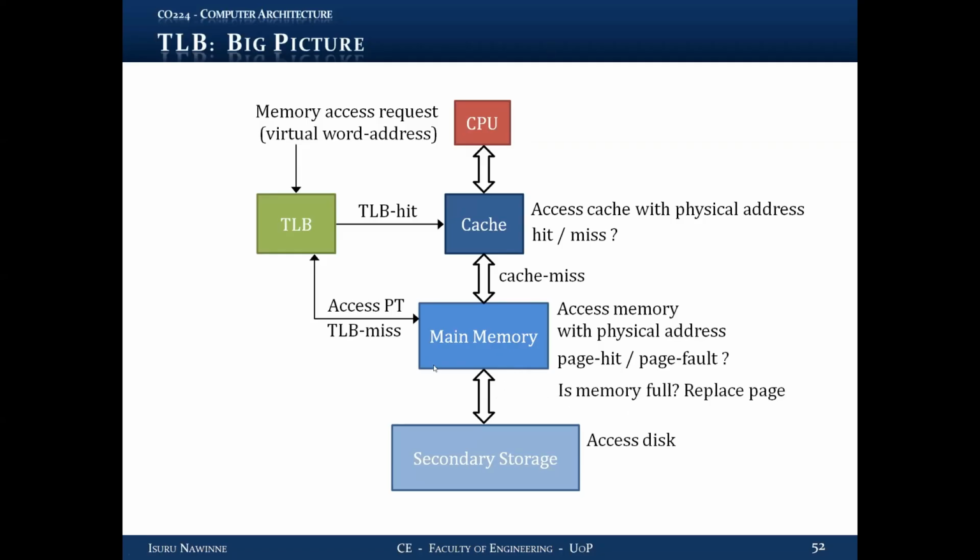Otherwise, if there is no empty frame in the memory, we need to find a page to replace. Based on the replacement policy, find the page to replace. If that is dirty, you need to write it back. Then you can overwrite that page in the memory, update the page table, update the TLB, update the cache, send the data to the CPU, right? So those are the two key different ways of incorporating the TLB into the big picture of memory access. It depends on whether the cache is virtually indexed or physically indexed.